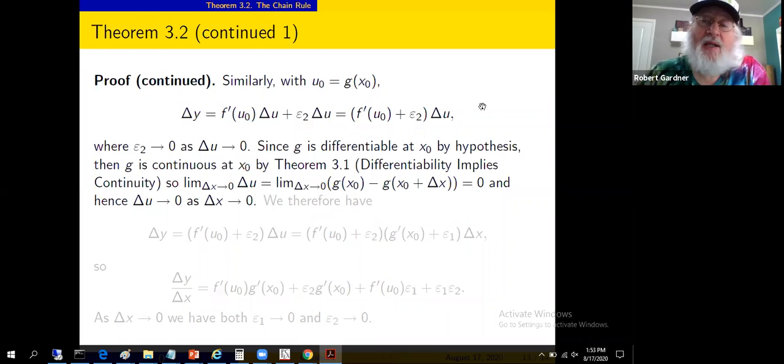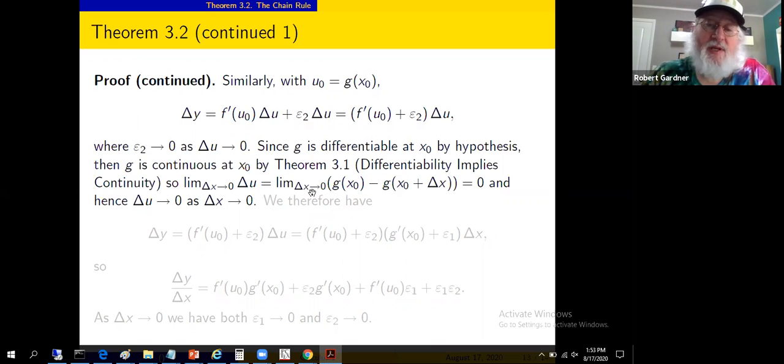So we're getting lots of mileage out of that lemma, approximating changes in functions divided by changes in variables is what we'll do ultimately. And then take limits, and those changes will become derivatives. g is differentiable at x sub 0, by hypothesis. So g is continuous at x sub 0. Differentiable functions are continuous, theorem 3.1. So the limit as delta x approaches 0 of delta u, remember delta u is defined as this, will be 0. Limit as delta x approaches 0 of g of x sub 0 plus delta x minus g of x sub 0.